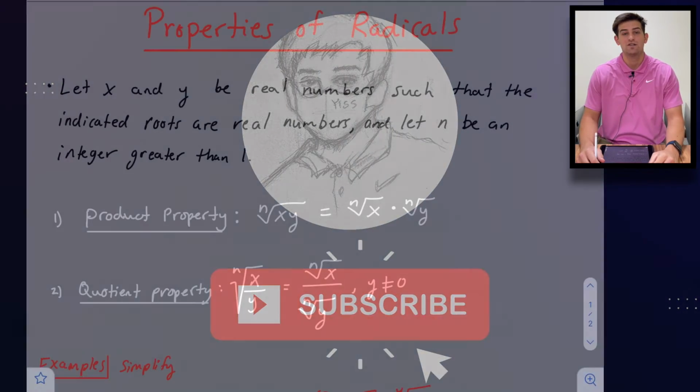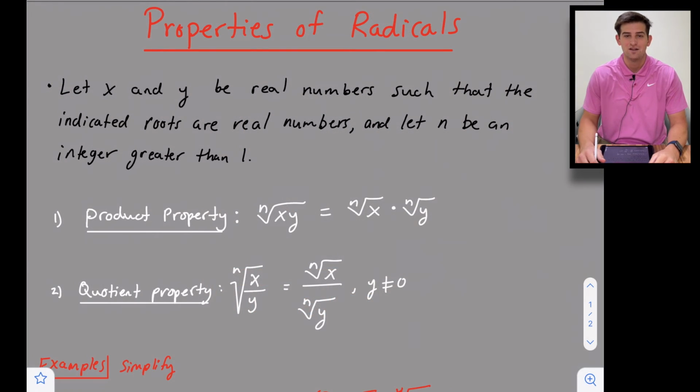Hello everyone, in this video we're going to talk about properties of radicals. So it says let x and y be real numbers such that the indicated roots are real numbers, and let n be an integer greater than 1. And we have two properties that we're going to focus on today. We have the product property and we have the quotient property.